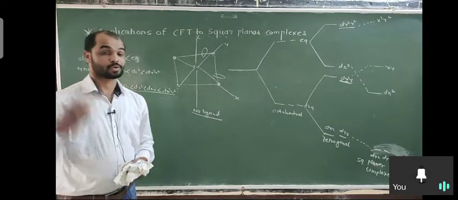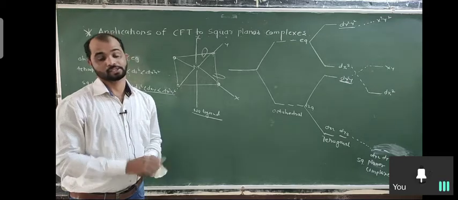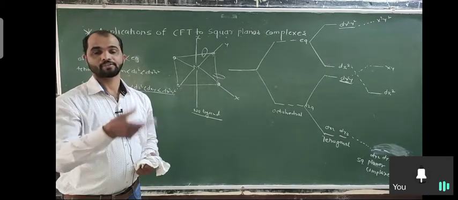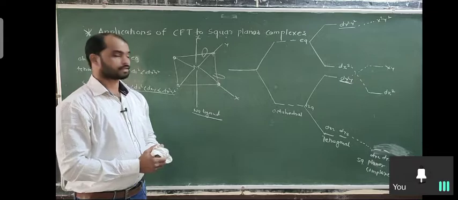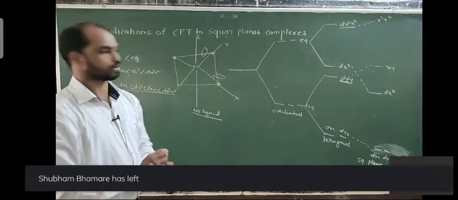Again there is one more geometry, trigonal bipyramidal, where a different kind of splitting is observed. Tetrahedral we will discuss in a later part. Tetrahedral also shows different splitting. So here the energies are given. How to calculate the energy?